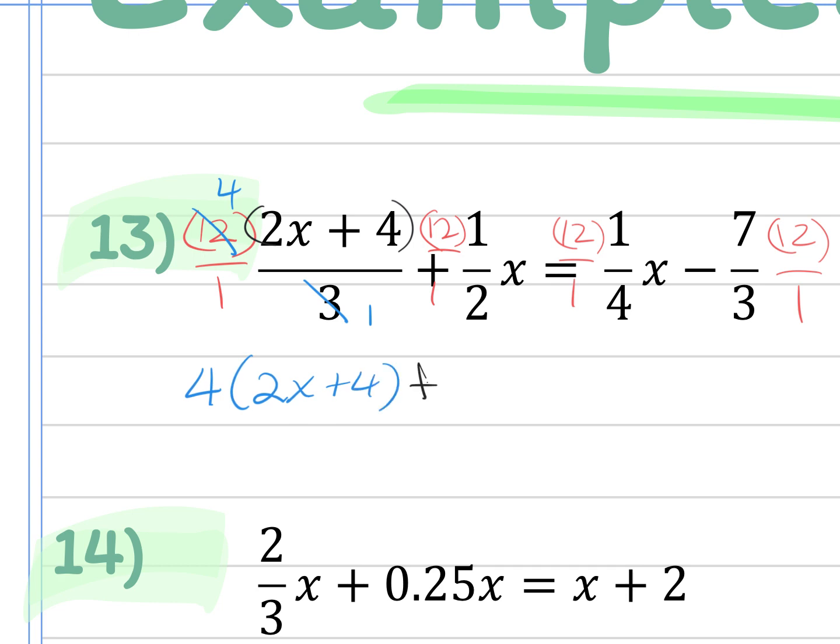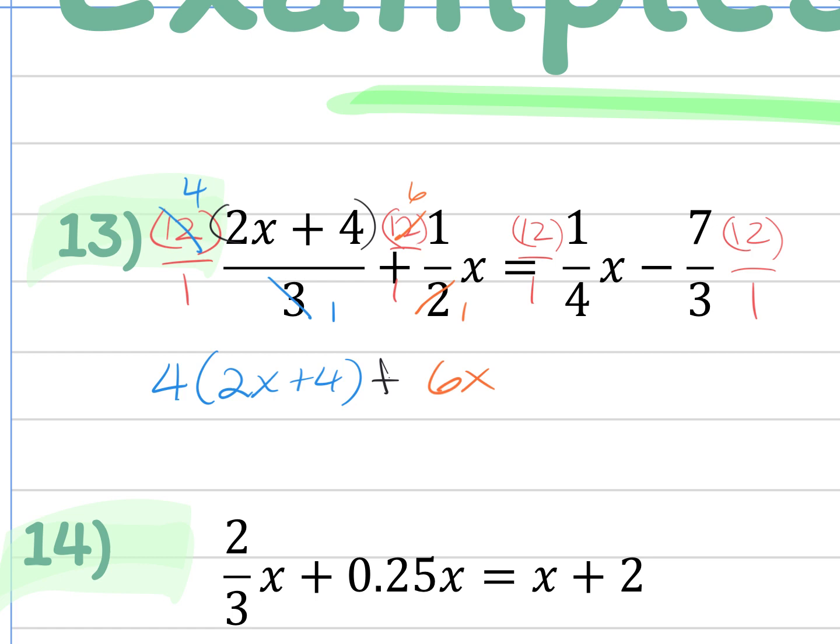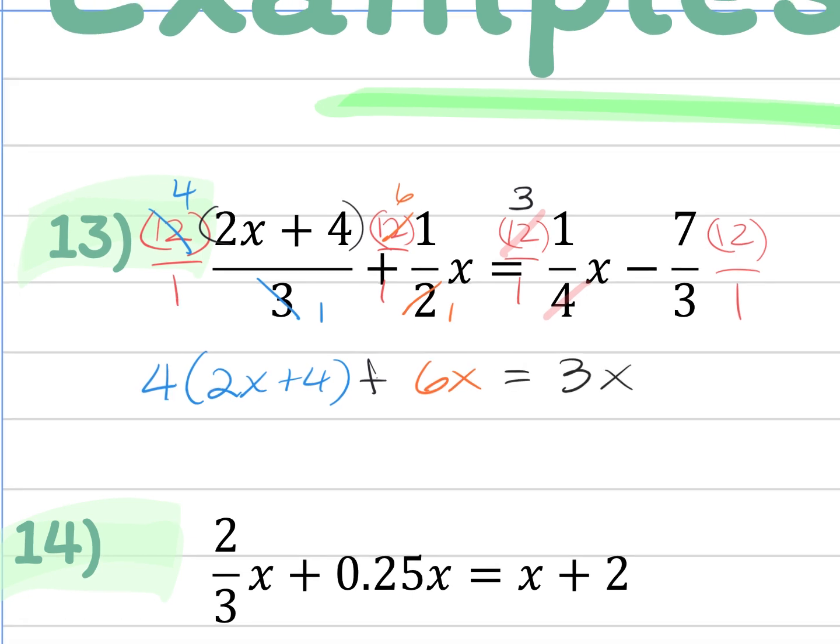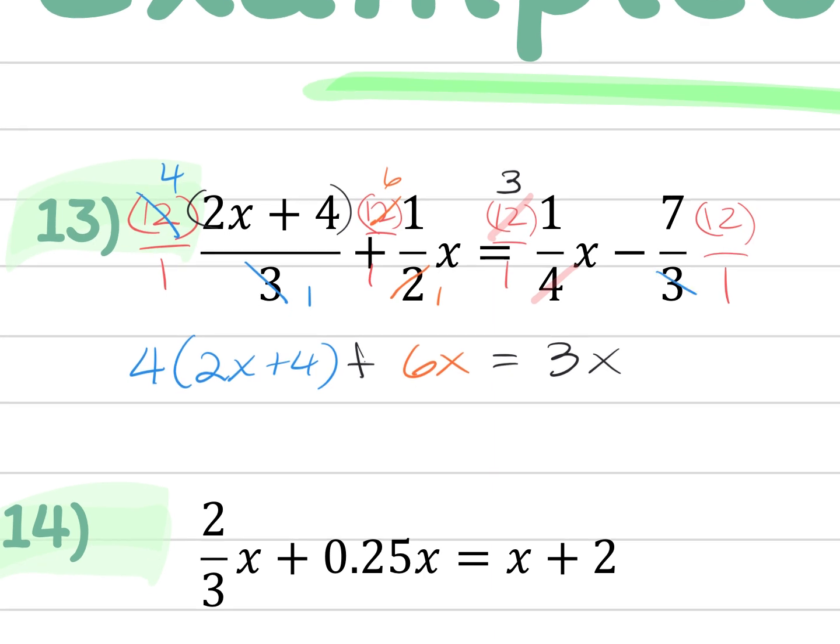Next, I'm going to do the same thing on this one. I can simplify, change the 2 to a 1, and change the 12 to a 6. Or 12 divided by 2 is 6. And then I'm going to multiply it to the 1x, so I get 6x. Then the next one, same thing, we're going to simplify that. And 12 divided by 4, this now becomes a 3 that I multiply to the 1x. So then equals 3x.